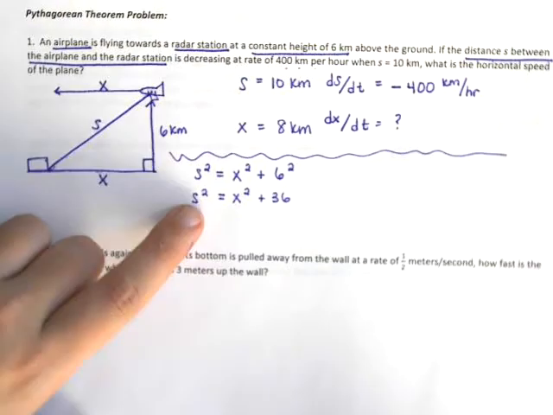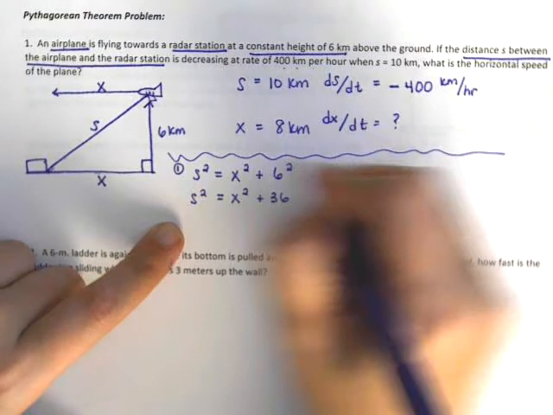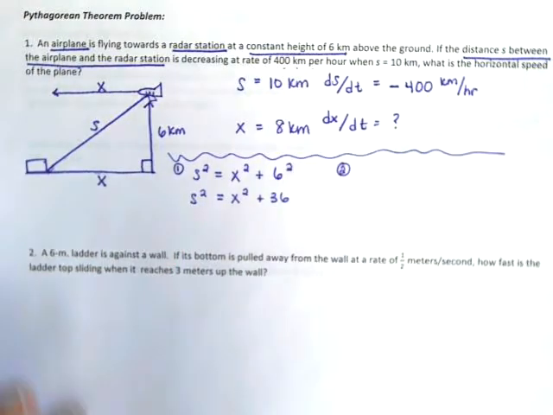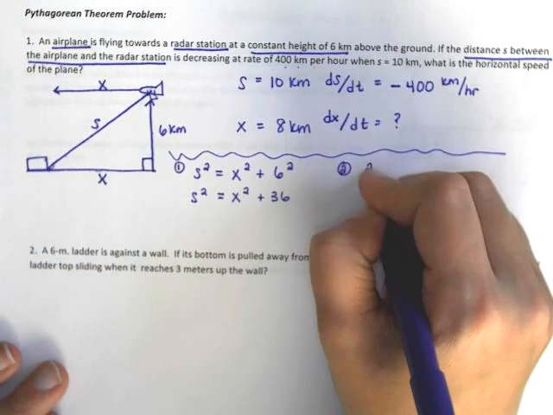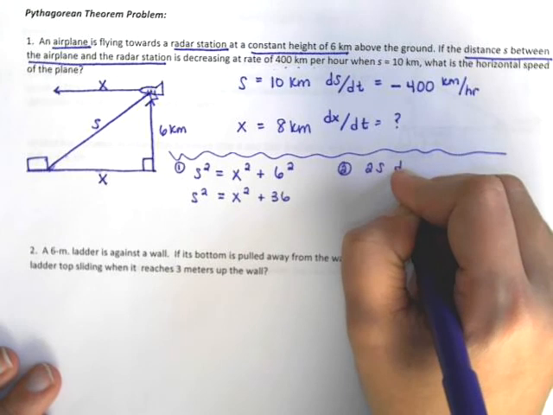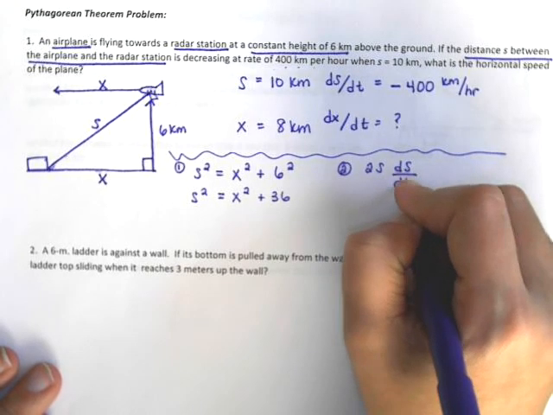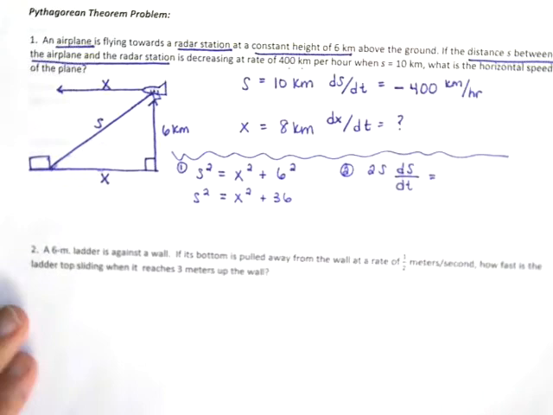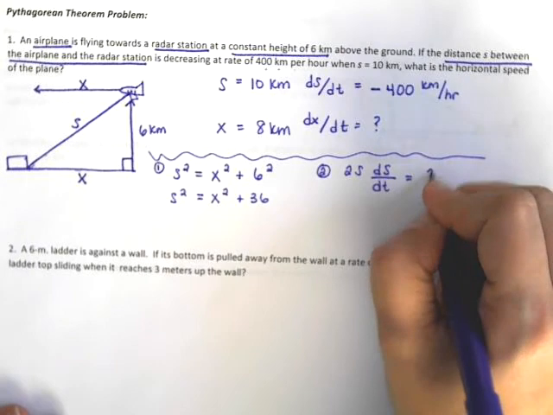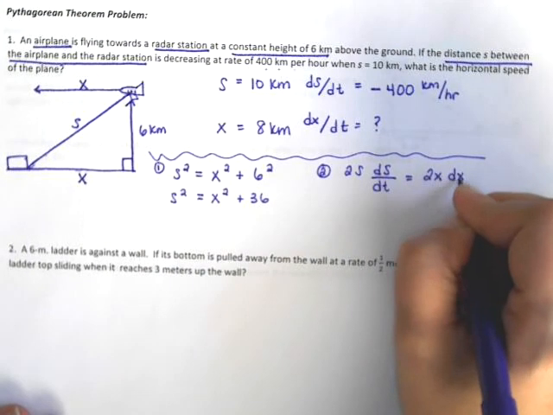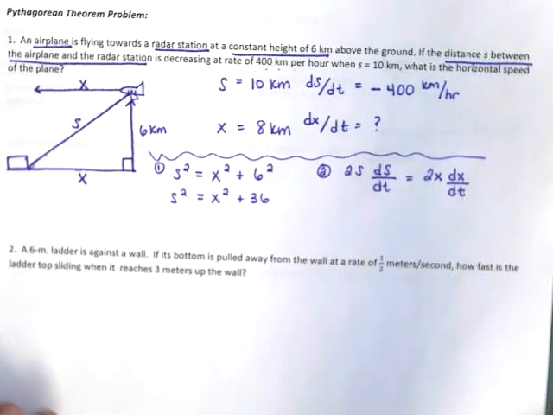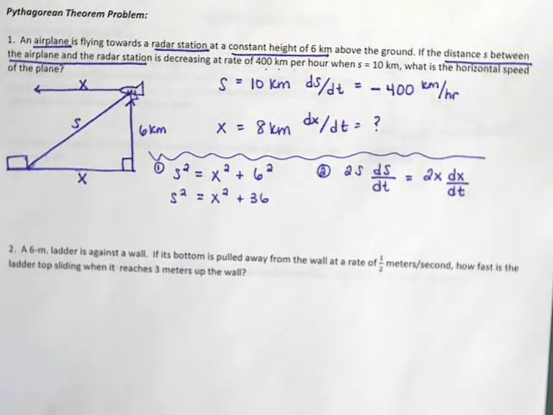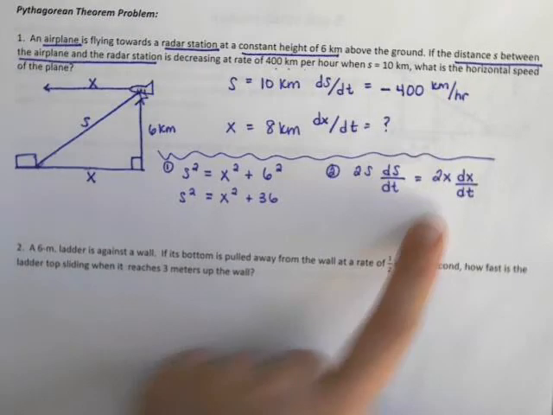Once you have a formula set up, your second step would be to take the derivative. So the derivative of s squared would be 2s and then ds/dt because it's changing over time. The derivative of x squared would be 2x and then dx/dt because it's changing over time. And the derivative of 36 would just be 0. Now, based on this information, I can fill in those numbers.